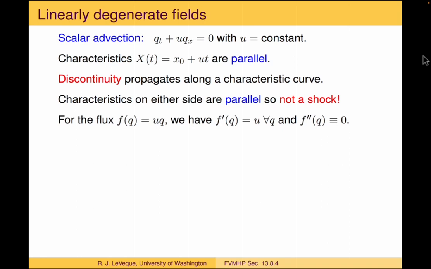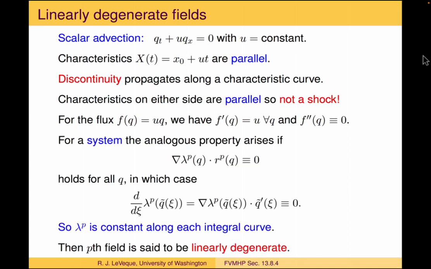And in the scalar case, here for the advection equation, f of q is just uq, so the derivative is just u everywhere, and the second derivative is identically 0. So we can have something comparable happening in the system case.